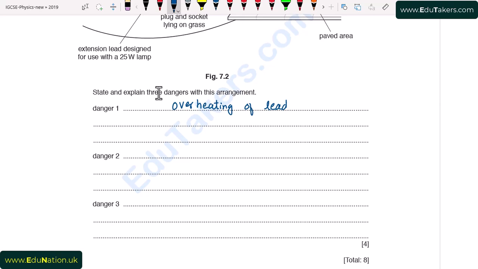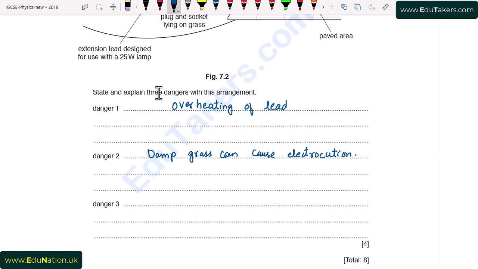Danger 2 is that there is a damp grass and it can cause electrocution. So I write here, damp grass can cause electrocution.